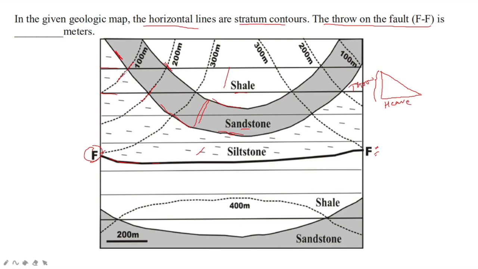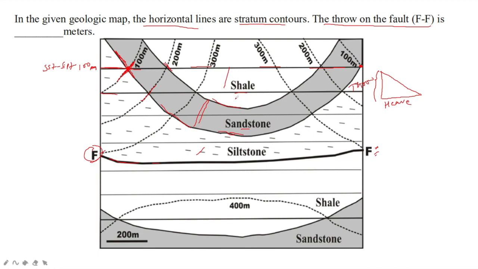You can see this 100-meter elevation contour is cutting the sandstone siltstone bedding plane at this point, and at this point also. Joining these two points, we make a strike line, which is this stratum contour, and I'll mark it as sandstone siltstone 100 meters. That is the 100-meter stratum contour for this bedding plane, sandstone and siltstone.